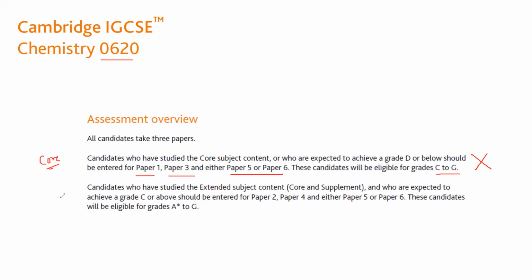So for this extended part, you will select a combination of paper 2, 4, and either 5 or 6. We will select 6 here, and these candidates are eligible from A star to G, when you appear for the extended one.